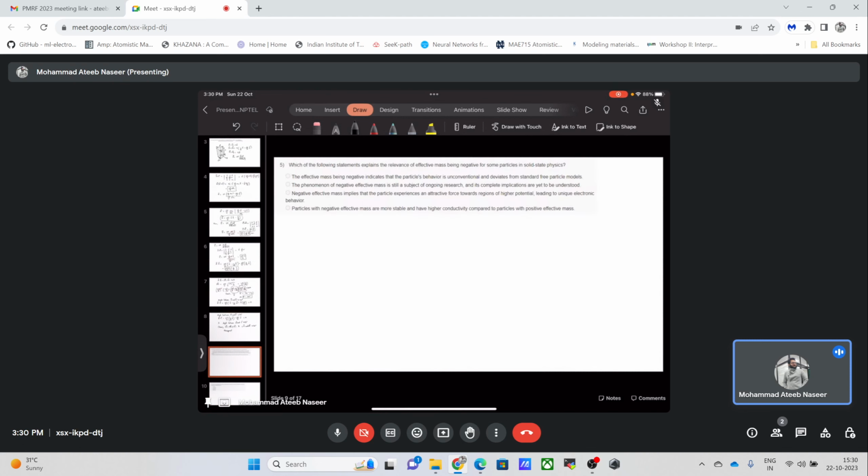Now moving towards another problem, which is associated, I guess, with the mass or the E-k relation, whatever you would like to say. Which of the following statements explains the relevance of effective mass being negative for some particles in solid state physics? So we have to first look into the concept of the effective mass that we have been dealing with all throughout the course.